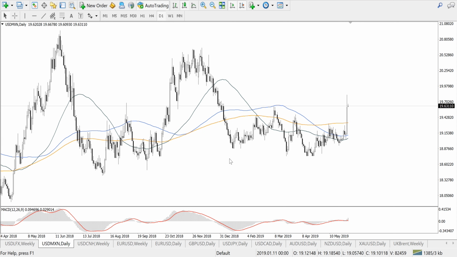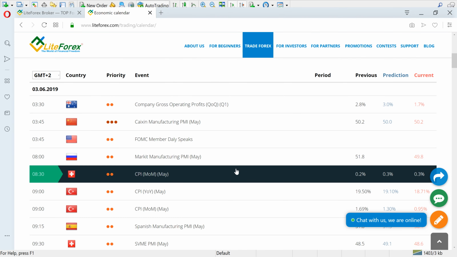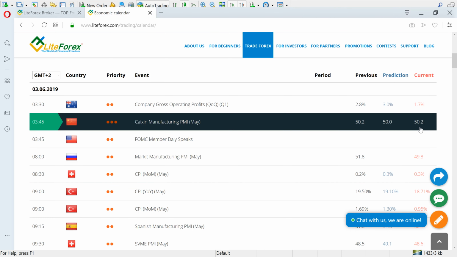Let's have a look at the economic calendar at lightforex.com to see which events await us in the upcoming days and what events we will be able to trade. China released private manufacturing PMI during the weekend, and it was rather good. It signaled expansion of the industry. However, that did little to improve the overall sentiment of the market.